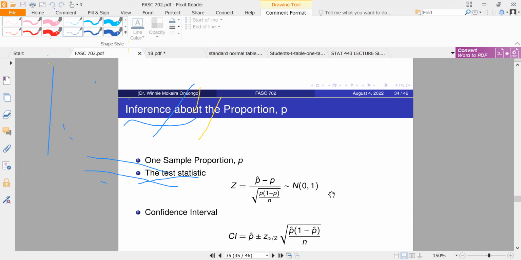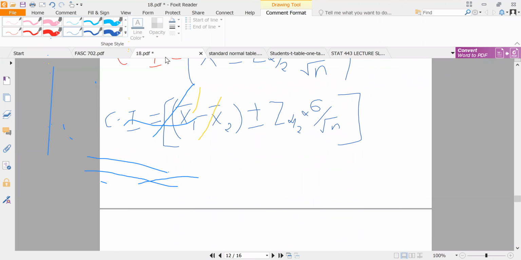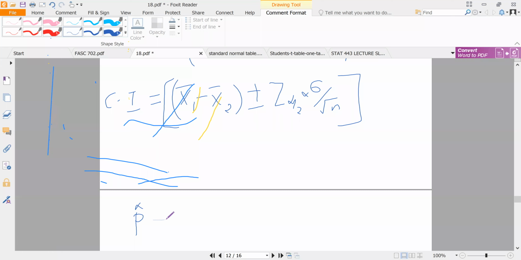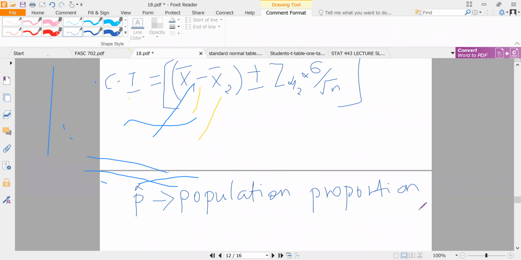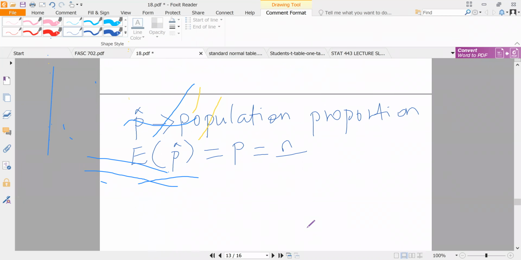And we were able to see that in that particular case, if P hat is the sample proportion of interest, the expected value of P hat is equal to the population proportion P. And this we found to be equal to n over a.